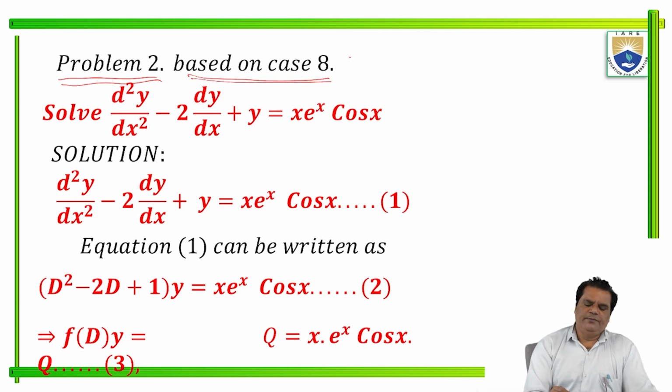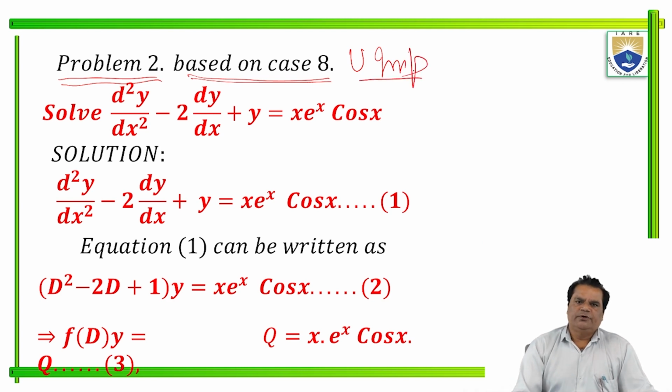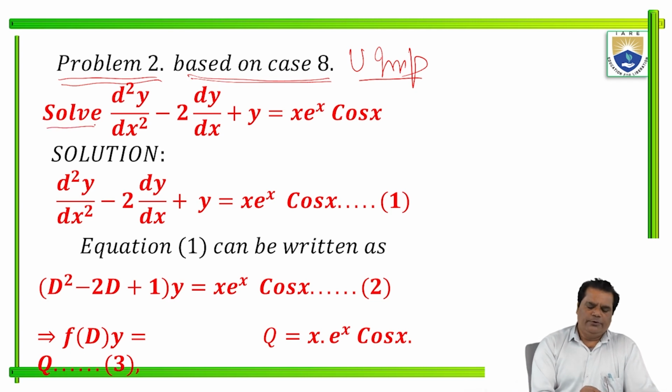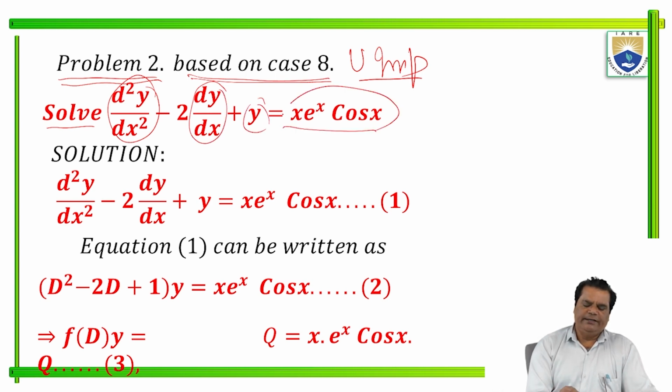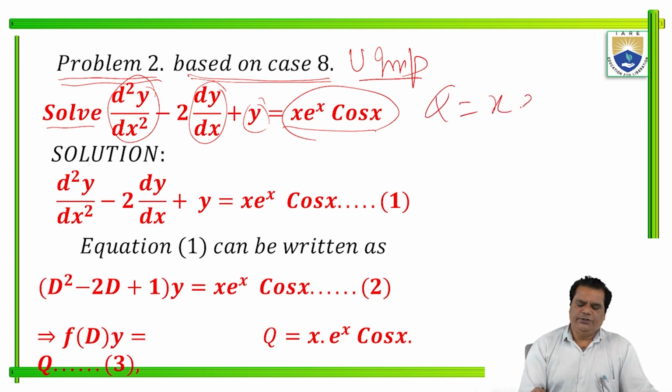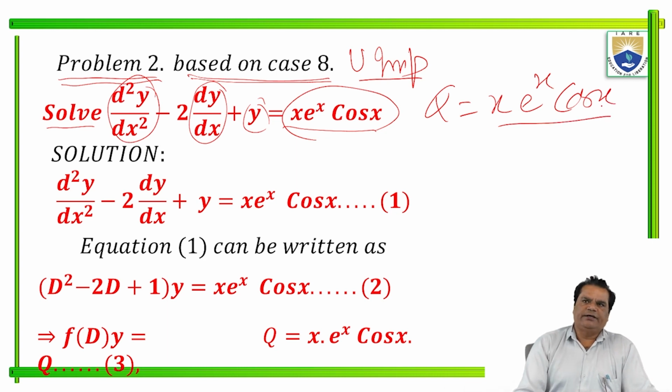This is a very important problem for examination purposes. So here solve d2y over dx2 minus 2 dy over dx plus y equal to, on the right hand side, three functions: x, e to the power x and cos x. Here three functions are there, all multiplied.